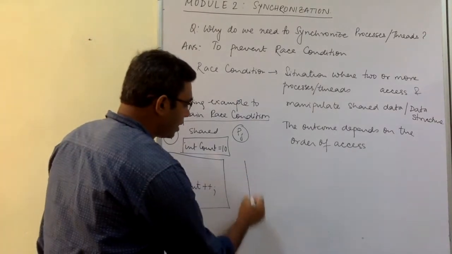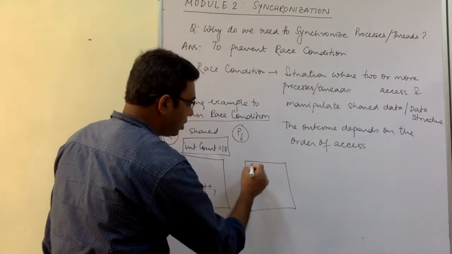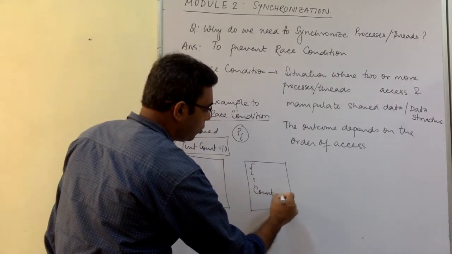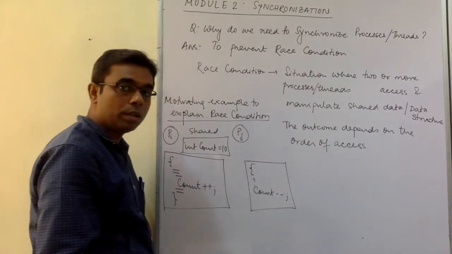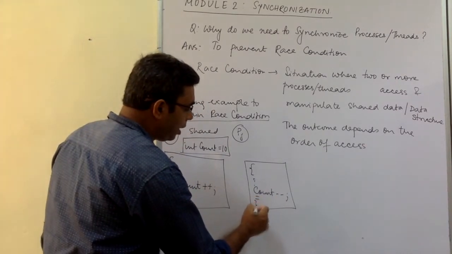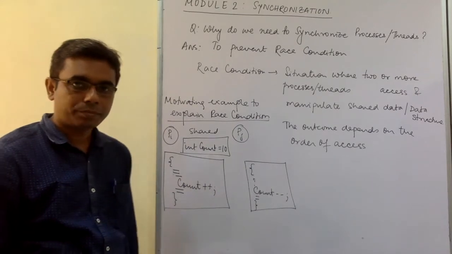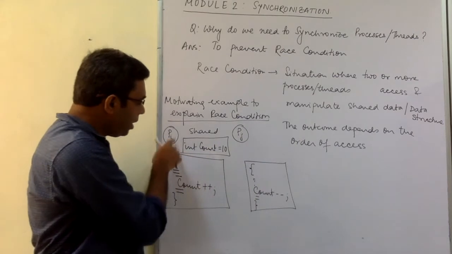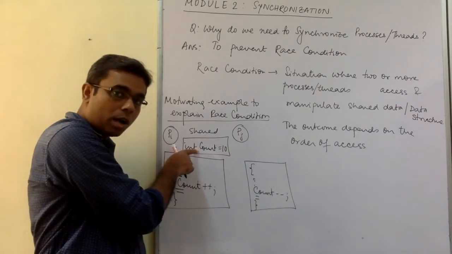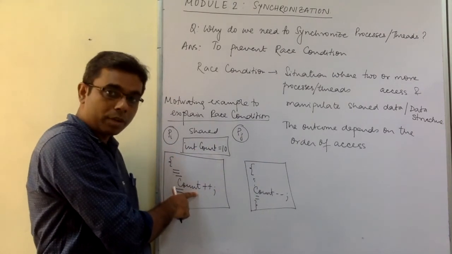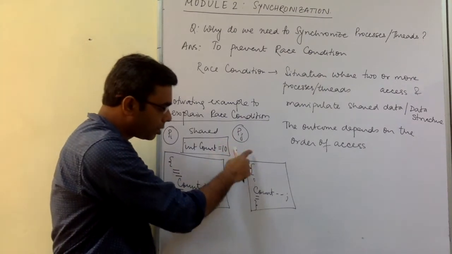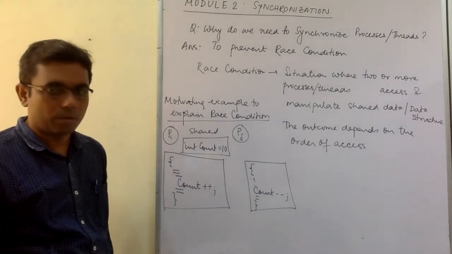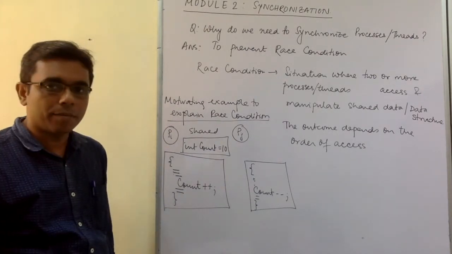Similarly, Pj also has a certain code. It executes something, and there is one instruction which involves an operation on this shared variable count, and that is a decrement operation, let's say. So these are the two processes, Pi and Pj. Pi is operating on count by performing an increment, and Pj is another process that also works on count and decrements the value of count. So this is the situation that we have.